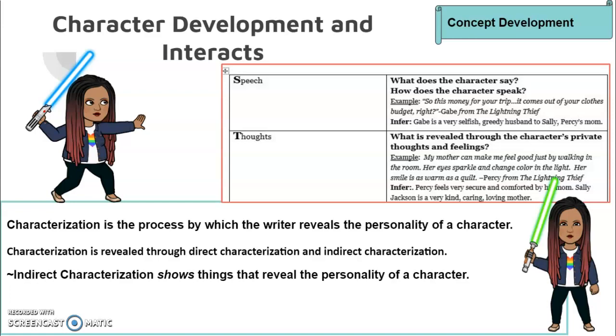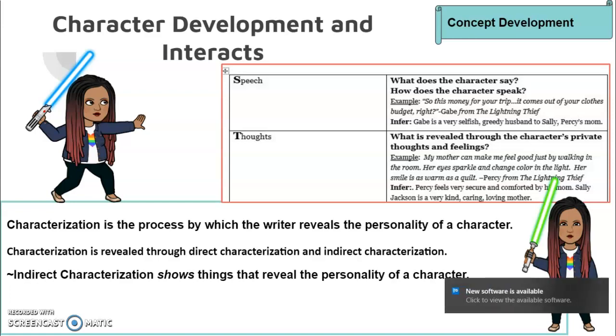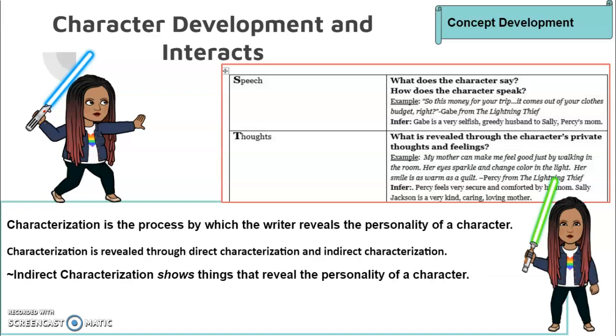"So this money for your trip, it comes out of your clothes budget, right?" This is Gabe from The Lightning Thief. So it sounds like Gabe, we're going to infer that Gabe is very selfish. He's a greedy husband to Sally, who is Percy's mom. He's talking about your clothes budget. It's your trip. In other words, I don't want to pay for that. You've got some money to pay for that.